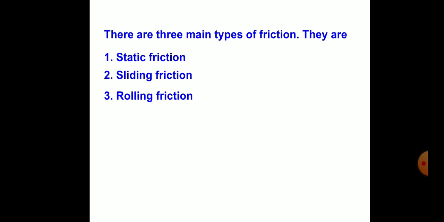So these are the three main types of friction we have studied in today's class: static friction, sliding friction and rolling friction. Static friction is always greater. Static friction is greater than sliding friction, then rolling friction. So the friction is less in rolling. Rolling friction is very much less than sliding friction, then static friction. So this is about the types of friction.